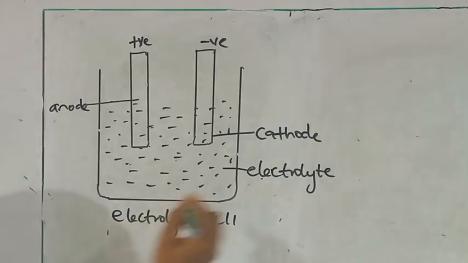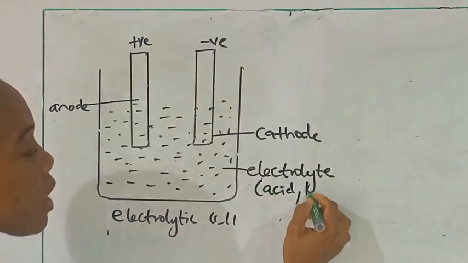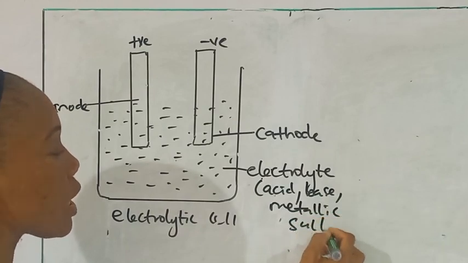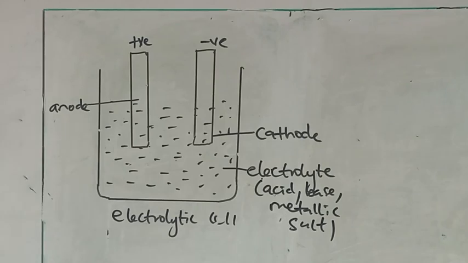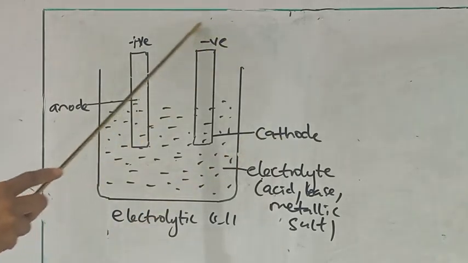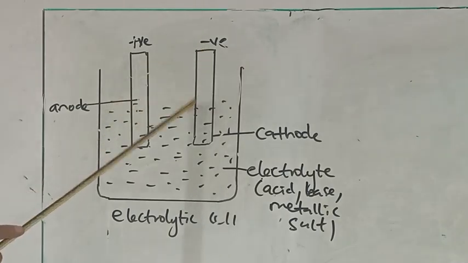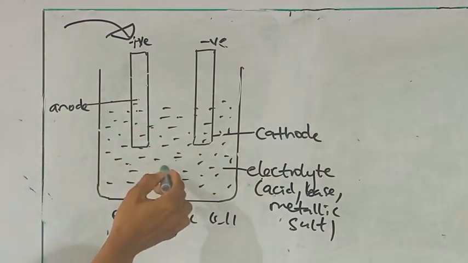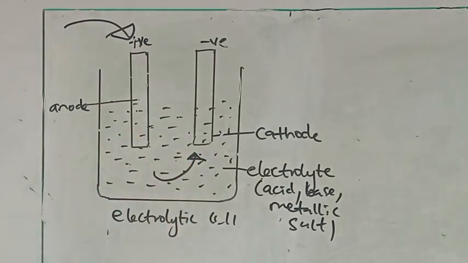Examples of electrolytes, we have acid, base, and metallic salts. In past questions, you can have different acids listed, different bases, then you have to classify them. Please, electrolyte examples: acid, base, and metallic salt. Then anode is the positive rod or plate, while cathode is the negative rod or plate. Current enters through the anode and leaves through the cathode.